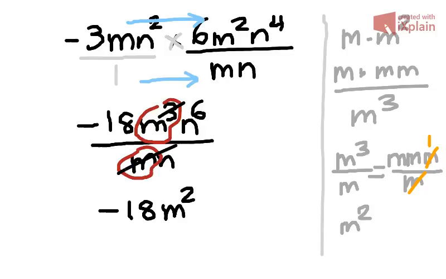Now the next one to simplify is n to the 6 over n. So imagine we have n times n times n times n times n times n, 6 times, over n. So one of the n's cancels out, and that exponent on the top is going to go down to 5. So n to the power of 5.